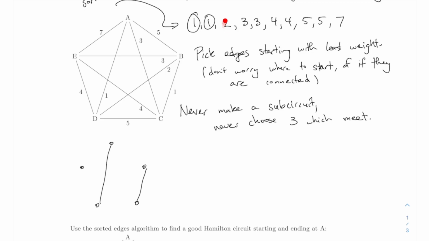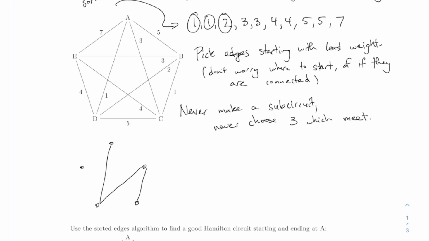Next, I look at the 2. I ask myself, can I include the 2 without violating these rules? I'm not allowed to make a subcircuit. I'm not allowed to have 3 meeting at the same point. I think the 2 is legal. That's this one here. If I fill that one in, it still doesn't make a subcircuit, and I don't have 3 which meet at the same point. So the 2 is still allowed.